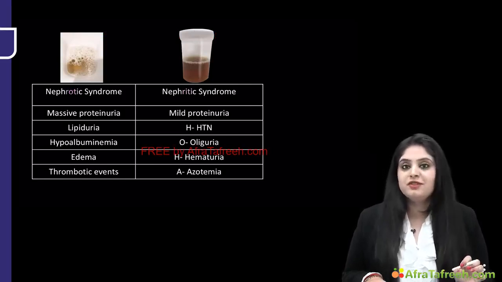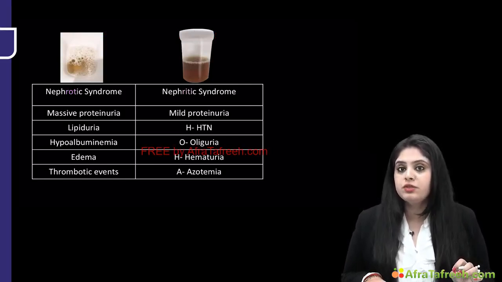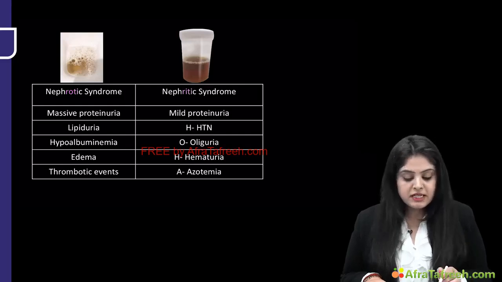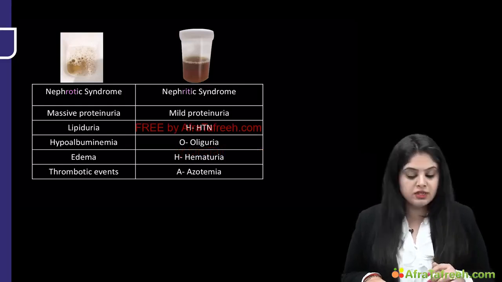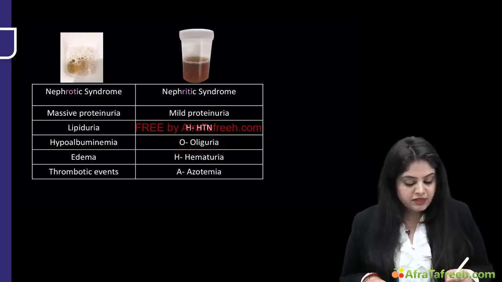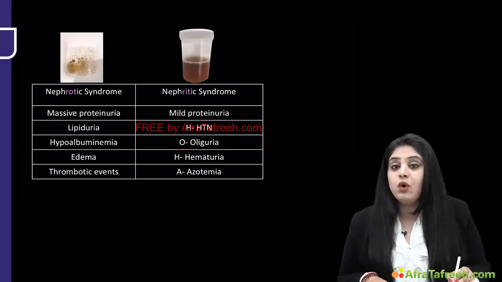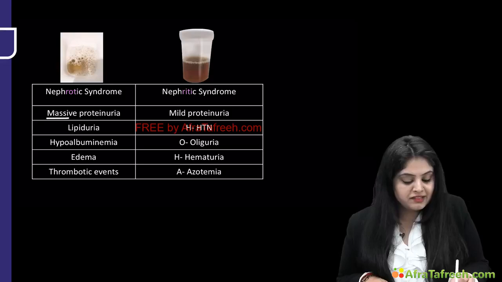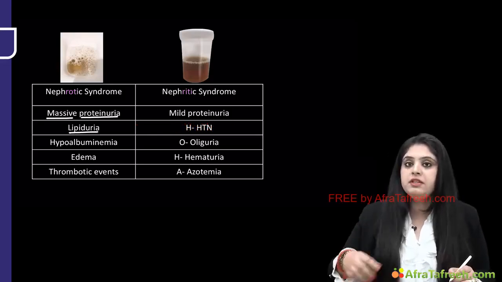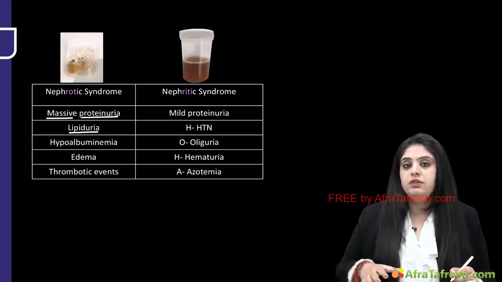So, oh my God kind of proteinuria. There is a lot of proteinuria there. Whereas nephritic has minimal, mild proteinuria. So what do I mean by that? When we say nephrotic, as I said, oh my God kind of proteinuria. So there is a massive proteinuria and a lipiduria that you notice. Means a lot of lipid in the urine, a lot of protein in the urine is going to go.